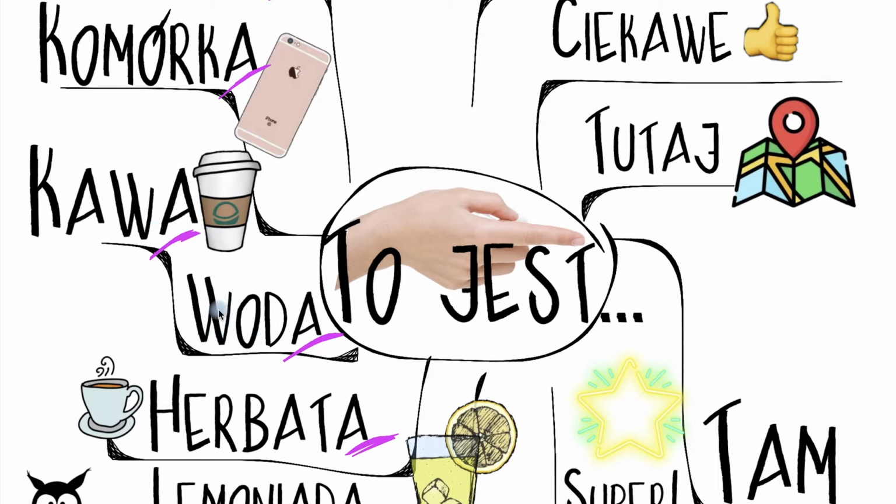The same situation happens with another word that starts with the letter W in Polish, and it's woda, and that's water. So it's water, to jest woda.